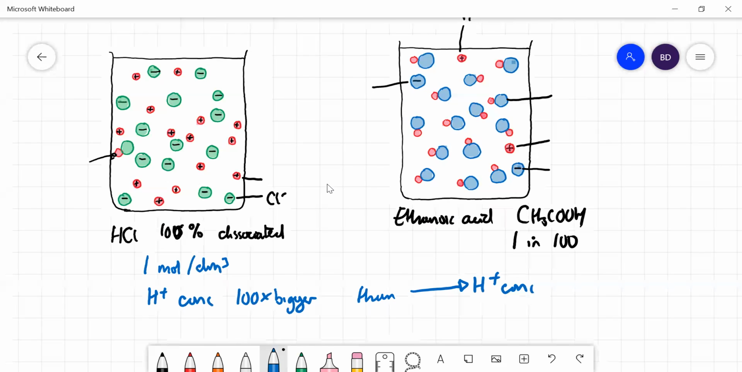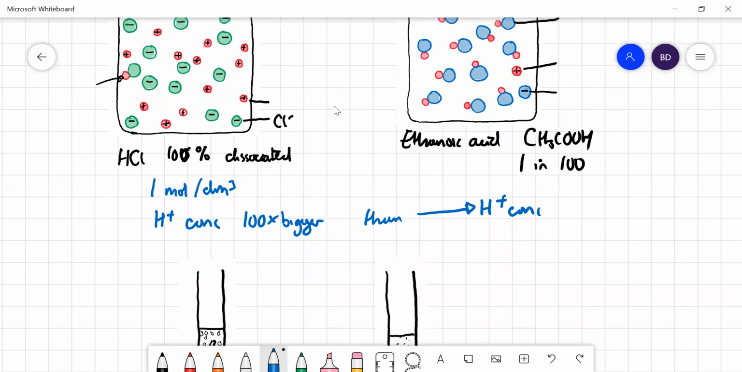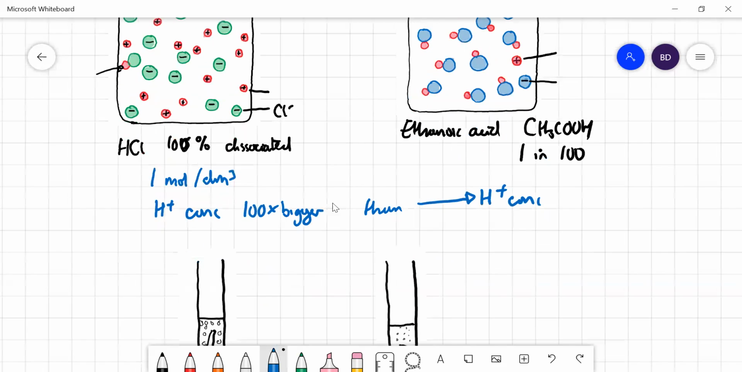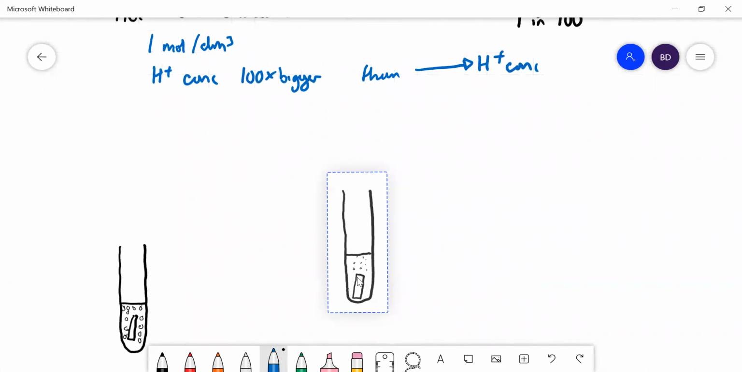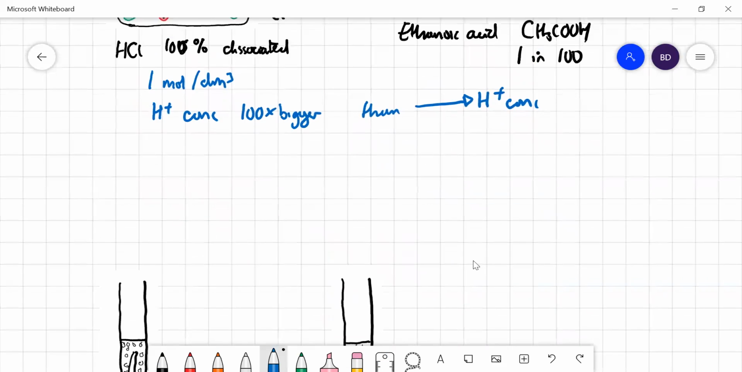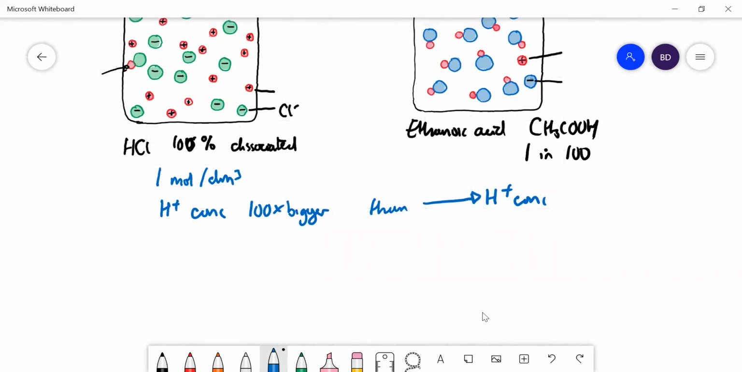And if you remember the pH scale, so I'll just move this down a little bit. Well, if, for example, it turned out that this HCl had a pH of 1, which would be about right, the ethanoic acid, because it's 100 times weaker, the pH scale is, remember, it's called a logarithmic scale. The pH would be 2 bigger, so that would be pH 3.